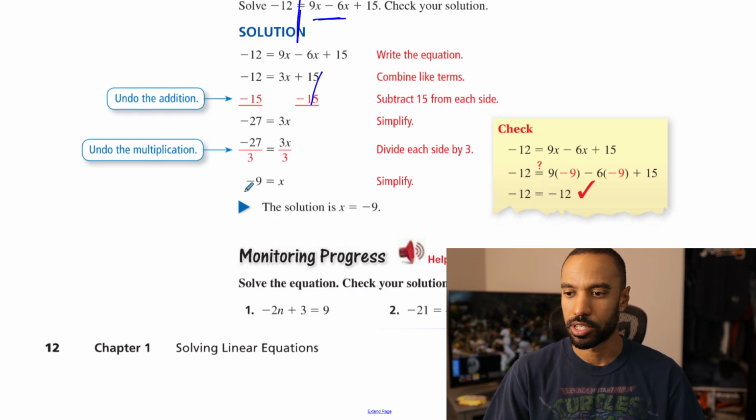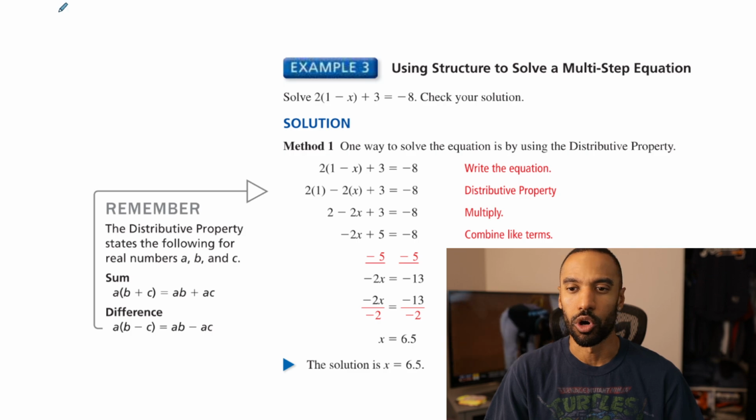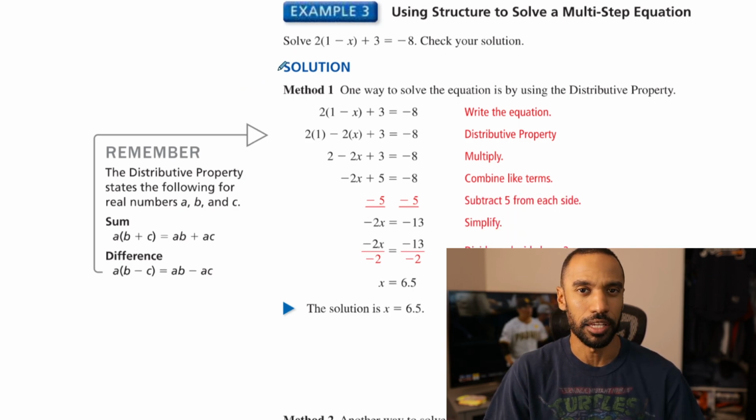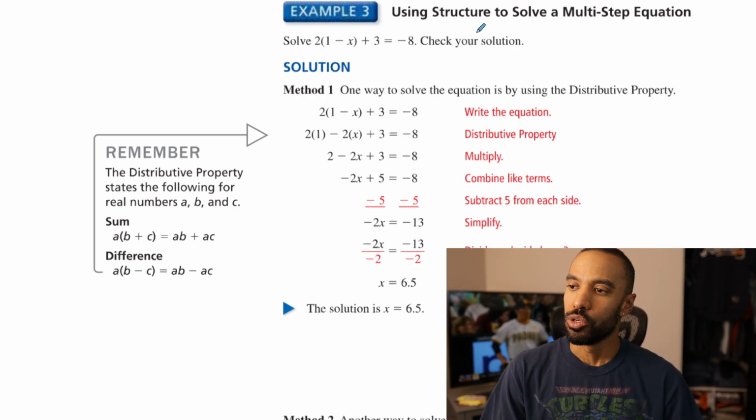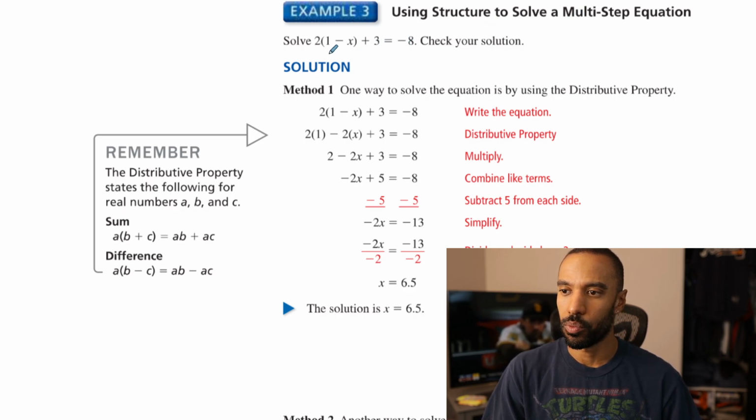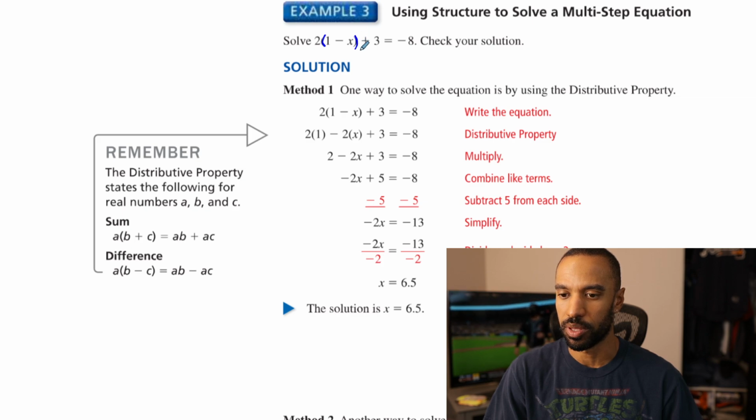There are some monitoring progress problems. I always skip those ones because we're going to do a whole bunch later. I'm guiding you through the ones that they talk about. Using structure to solve a multi-step equation, we have an instance now with a quantity 1 minus x. Again, check your solution ultimately.